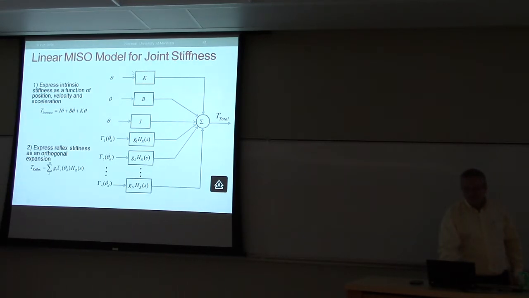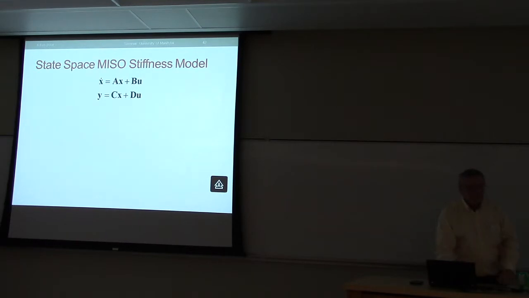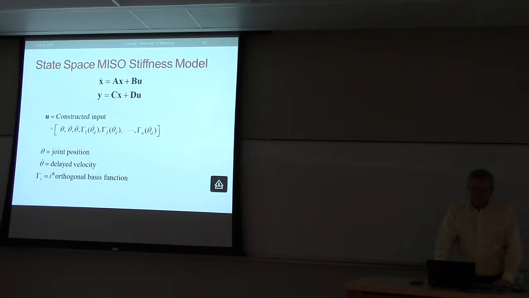Now, what you can see here is that by transforming our input from a single input to this multiple input, we now have a linear model, which can be expressed as a standard state-space model, where the derivative of the state is equal to the A matrix times X plus B, Y is equal to C, and the output is given by this. Now, remember, these are now vectors and matrices rather than scalars. So our input is now this constructed input consisting of the position, velocity, and acceleration, and then the orthogonal expansions. And we'll go from there.